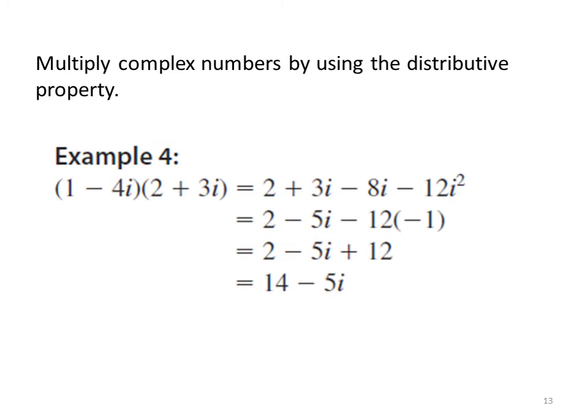In the next step, we want to add similar terms and replace i squared by minus 1. 3i minus 8i is equal to minus 5i, and the i squared will be replaced by minus 1. The next step, multiply minus 12 times minus 1, you get plus 12, and then add 2 and 12, you get 14 minus 5i. The product of the two complex numbers is another complex number. You should always write the results of calculations in the standard form.